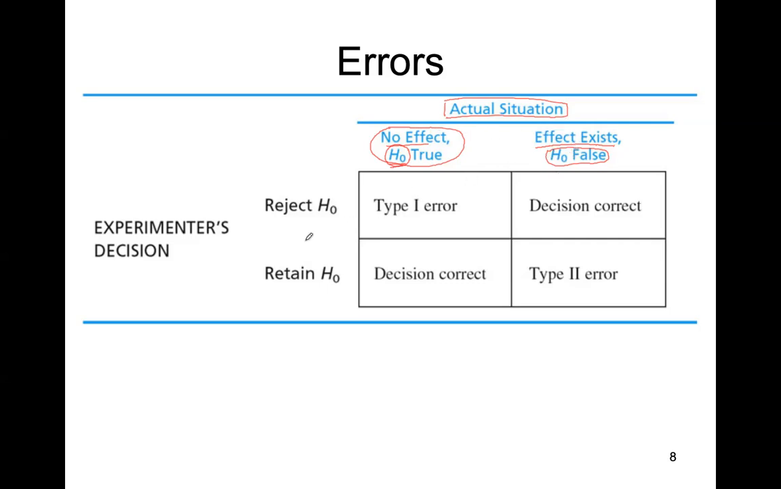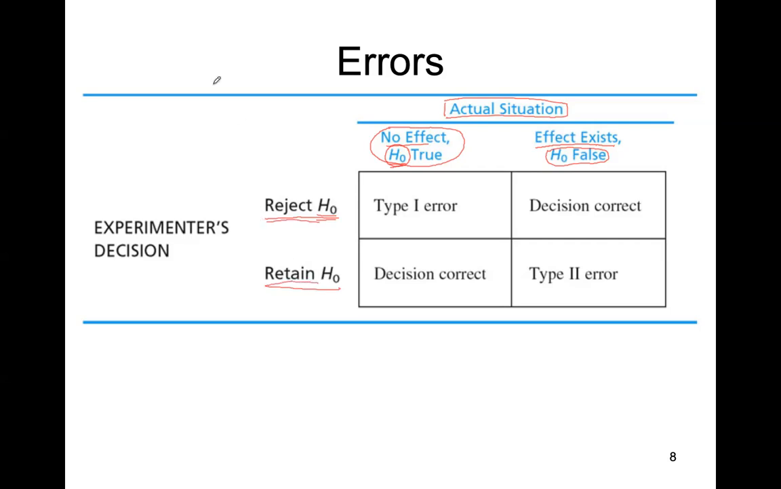How about my decision as the experimenter? I may say I'm rejecting H0. So H0 is not correct. This hypothesis is rejected. Or I will retain it, I will accept it. There are two cases. As an experimenter, I will either reject H0 or I will retain H0.